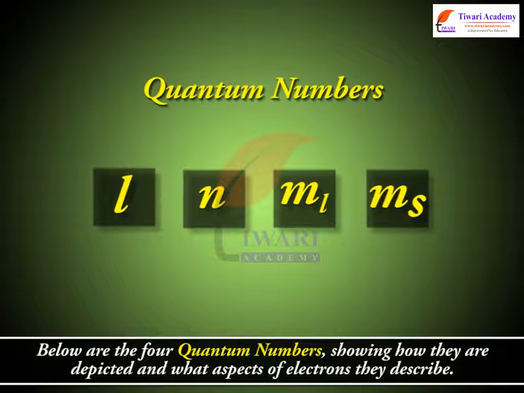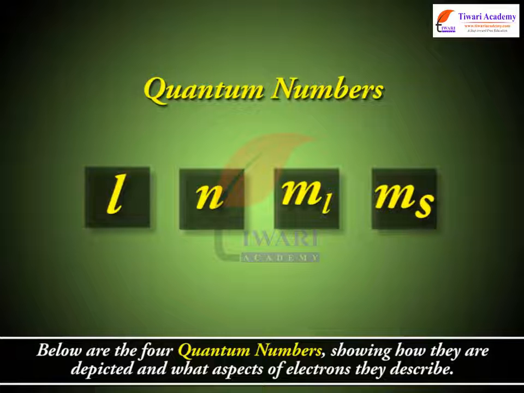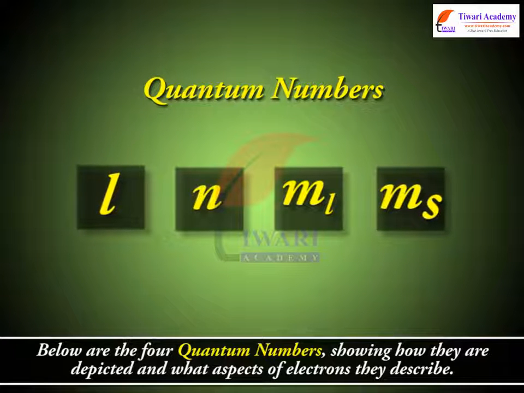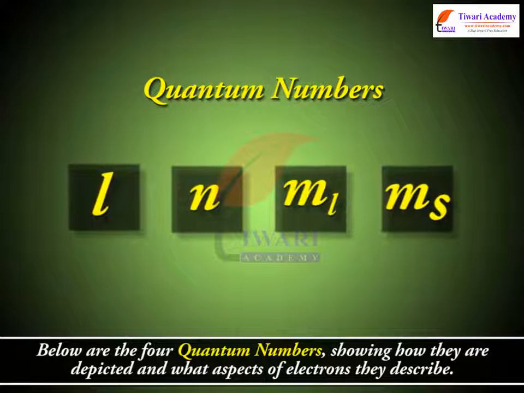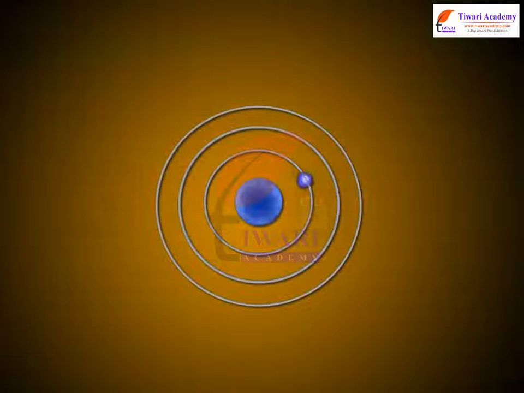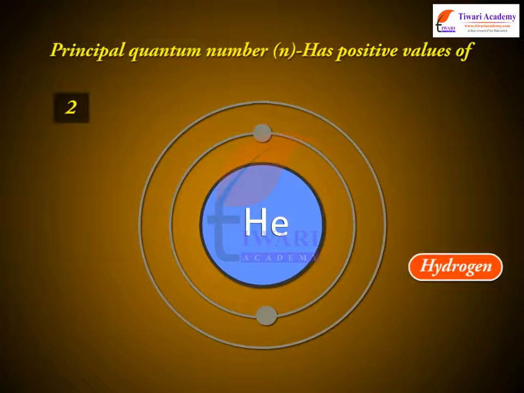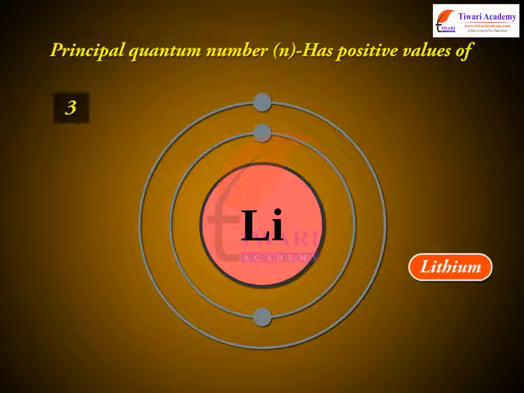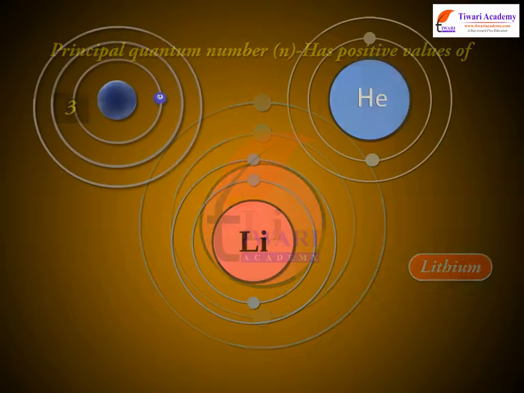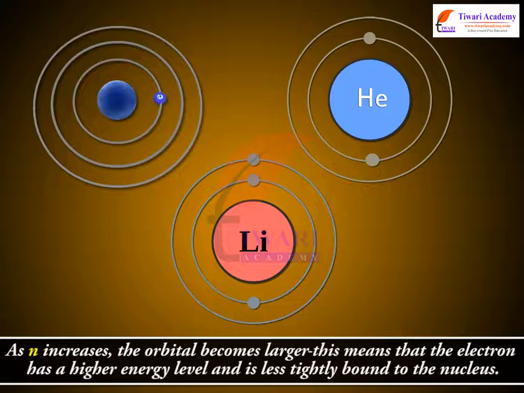Below are the 4 quantum numbers showing how they are depicted and what aspects of electrons they describe. Principal quantum number n has positive values of 1, 2, 3, etc. As n increases, the orbital becomes larger. This means that the electron has a higher energy level and is less tightly bound to the nucleus.